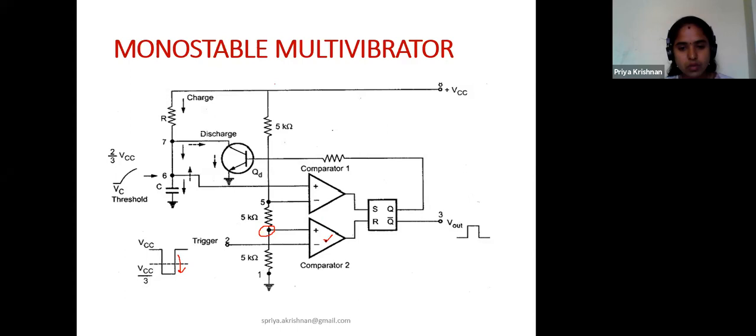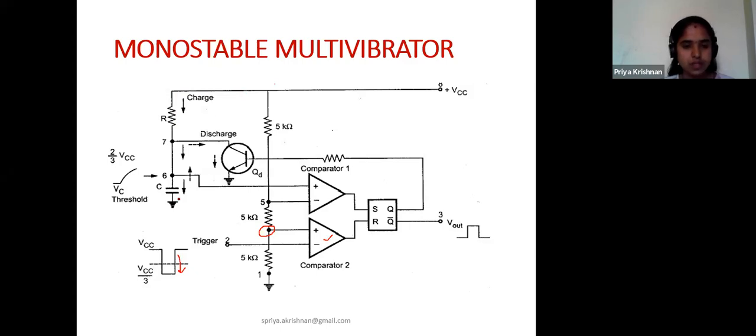If this comparator goes to on state, it is releasing the reset signal. When R is 1, what is Q? Yes, when R is 1, Q is equal to 0. If Q is equal to 0, what happens to the transistor? The transistor goes to off state. Yes, correct. If the transistor is off, then what happens to my capacitor? The capacitor will start to charge through the supply voltage via the resistor R.